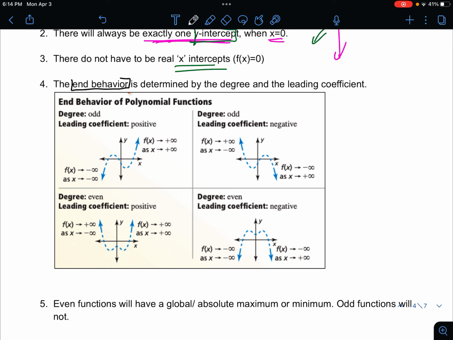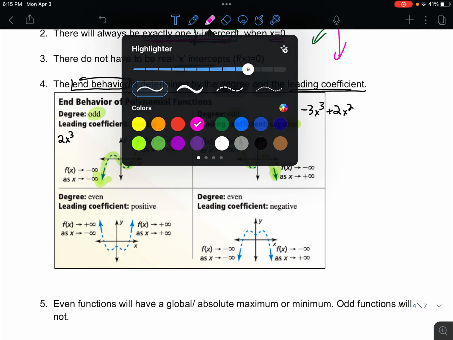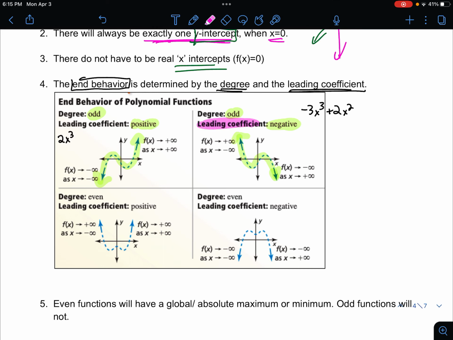And then the end behavior gets influenced by the degree, which we've looked at, and the leading coefficient. So if we have an odd degree polynomial, and the lead coefficient is positive, for example, that could be 2x cubed, our function is going to look like this, sort of our classic odd polynomial. If we have odd but it's a negative lead coefficient, maybe negative 3x cubed. There can be other stuff in there, plus 2x squared. It doesn't really matter. The end behavior is going to flip. So that lead coefficient really influences whether we're right side up or upside down.